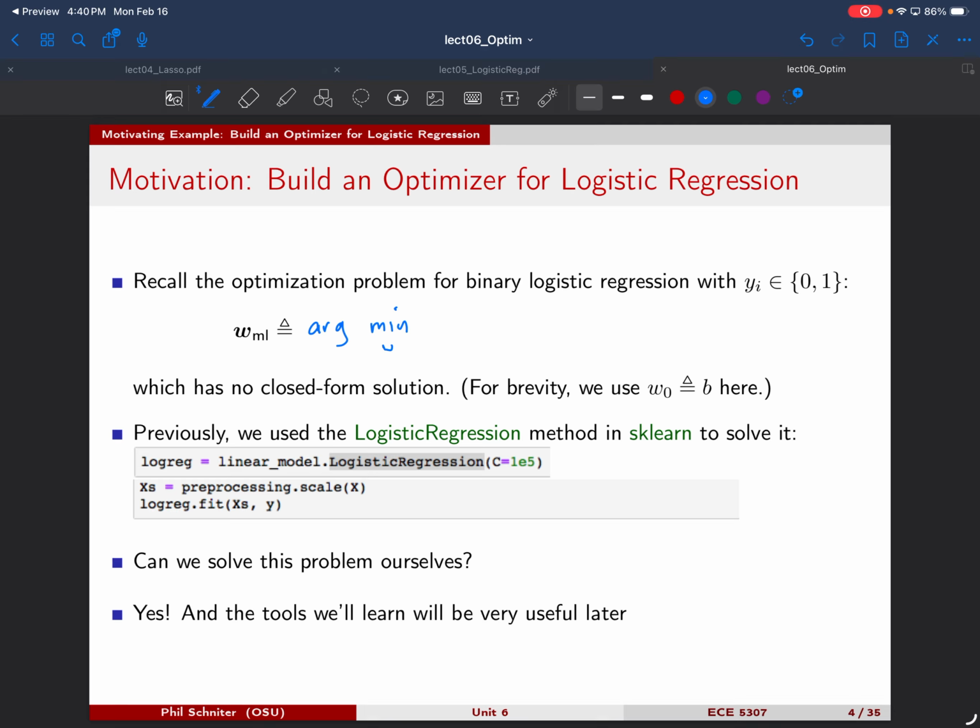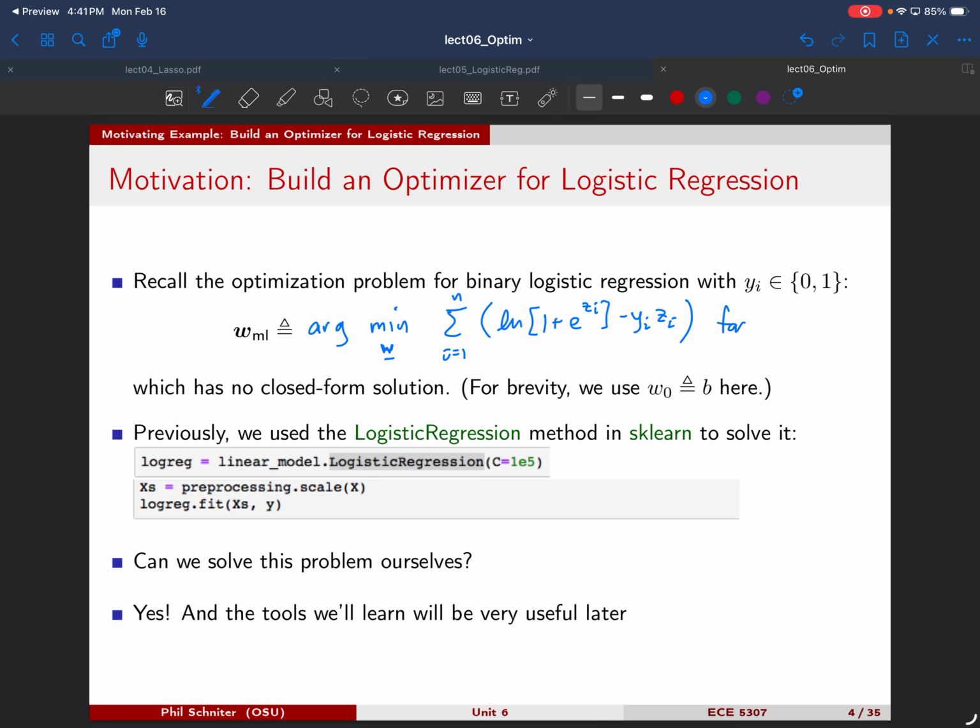So the problem that we want to solve looks like this, where we have our cross-entropy, in this case binary cross-entropy loss. We have a sum over our training samples of the natural log of 1 plus e to the power zi minus yi times zi. And this is the version when we have labels in 0, 1.